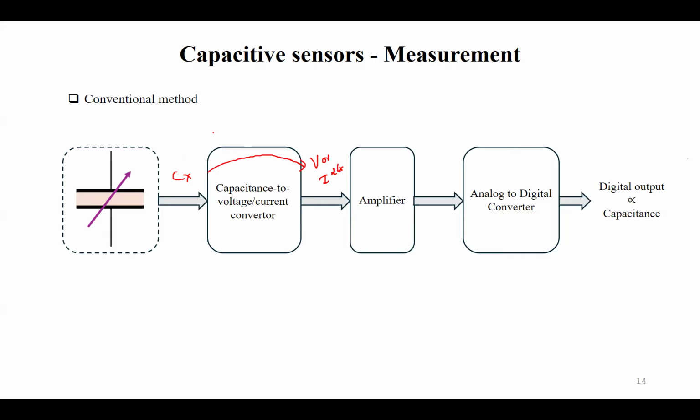Okay. And since it's a sensor, the value of the capacitance will be in picofarad, right? 100 picofarad. So the voltage will be in the range of millivolts or the current in the micro ampere range. So it requires some amplification so that it reaches a level which we can easily sample and convert to a digital value, right? So I'll get some amplified voltage and will give it to some analog to digital converter for digital output, right? A conventional method we use.